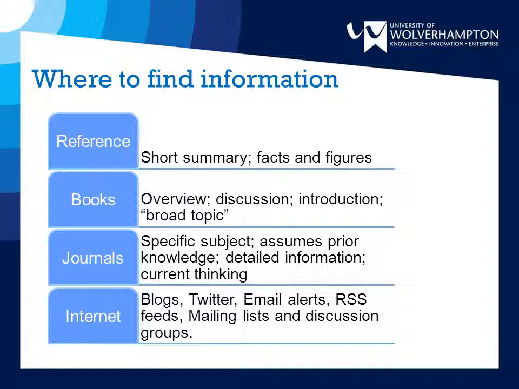Journals are published on a far more frequent basis than books and are where new research first appears and is peer-reviewed by other academics in your field. They are subject-specific and very detailed. Although you must be wary of what information you choose to read on the internet, mailing lists, discussion groups and social media are great ways of keeping up to date with developments in your field.